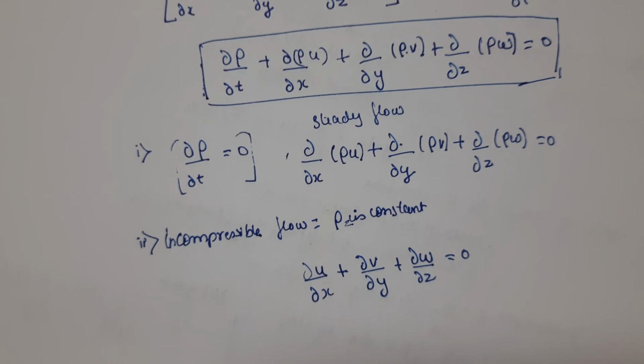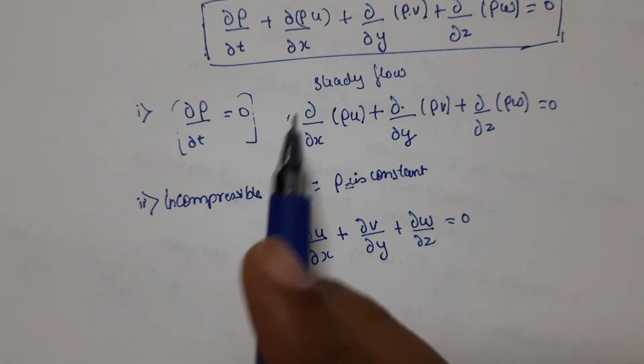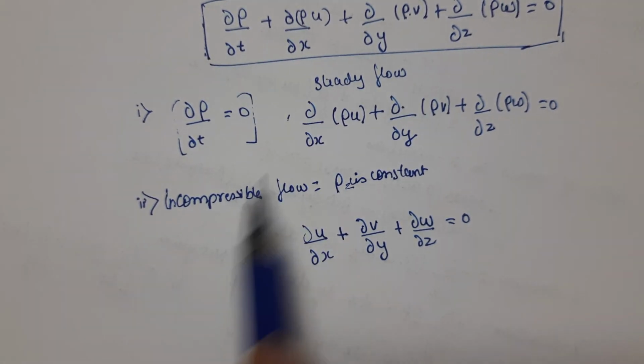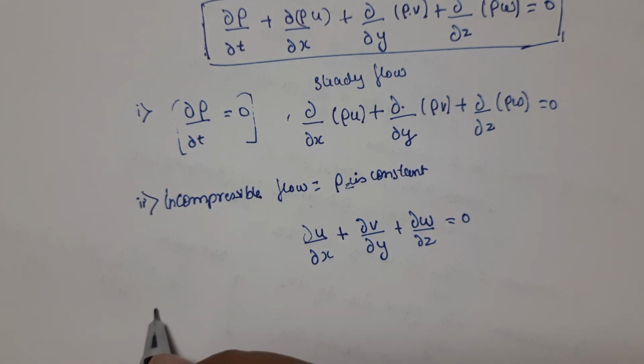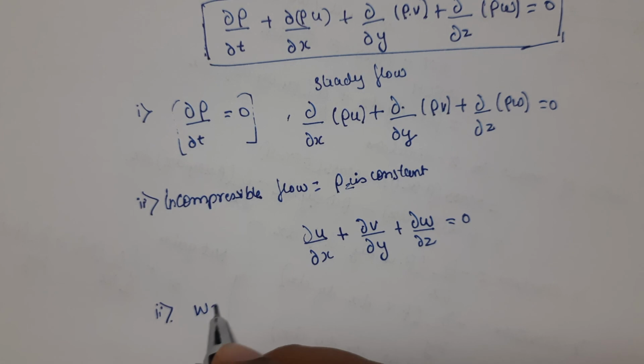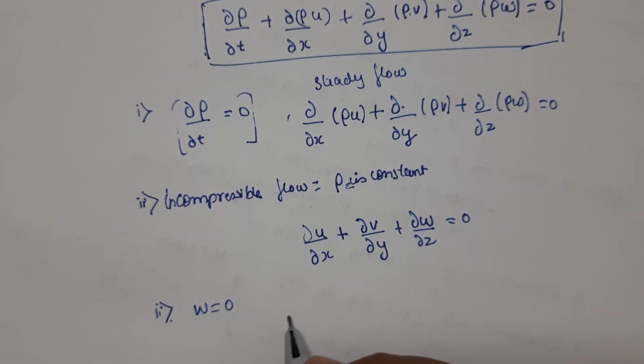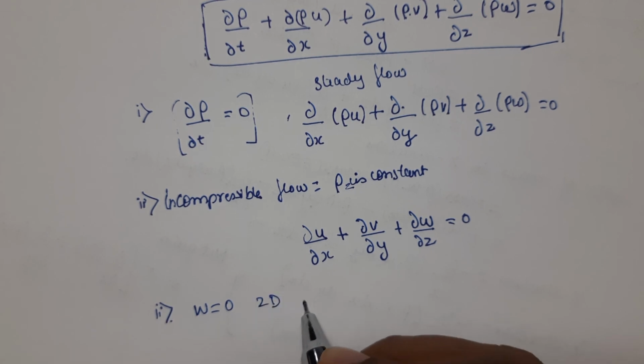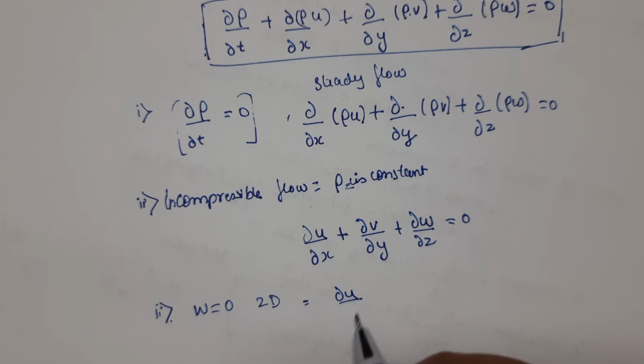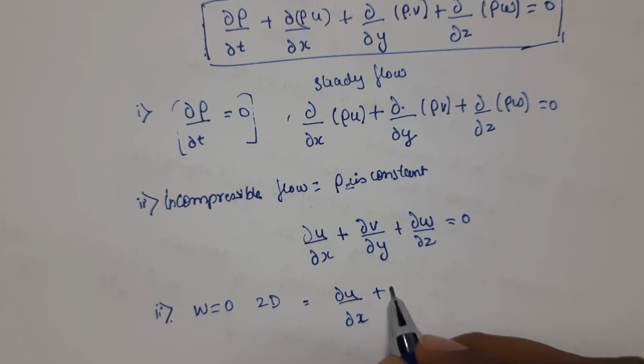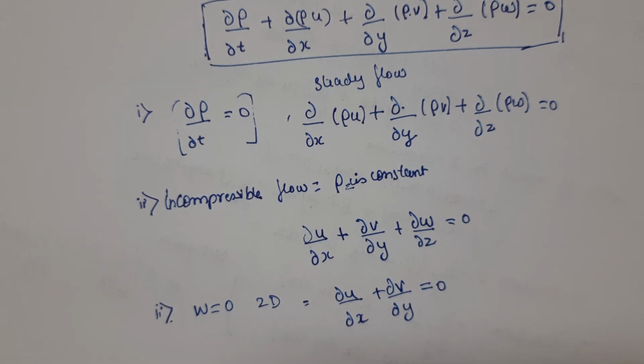Now if we have to write the same 3-dimensional equation in 2 dimensions, we will take w equal to 0, the third component basically we'll take as 0. So we will be writing this equation in 2 dimensions as ∂u/∂x plus ∂v/∂y, that is equal to 0.